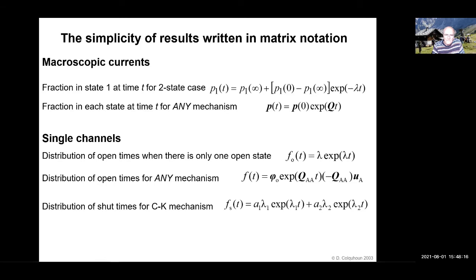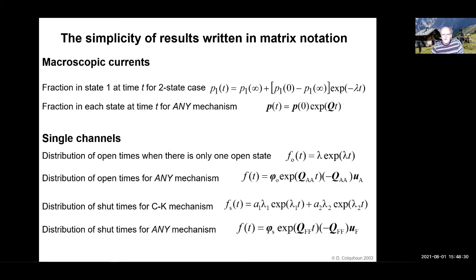Likewise, the distribution of shut times for the Castillo-Katz mechanism has this sort of form, sum of two exponentials, but the distribution of shut times for any mechanism looks like this. You notice you've just replaced A, the open states, by F, the shut states, and bingo, we've got the answer.